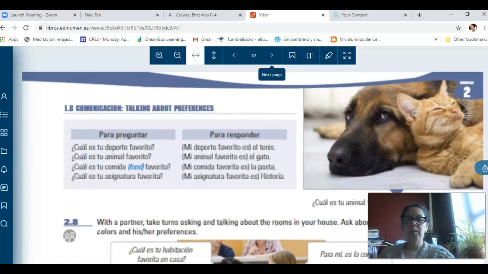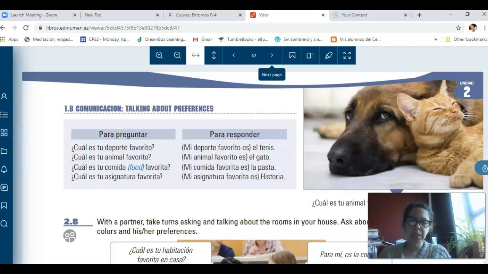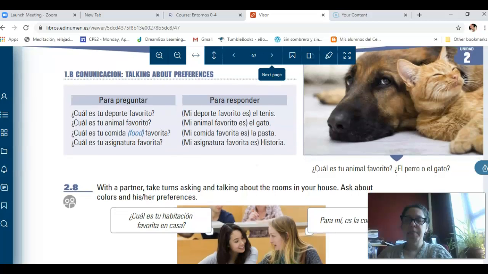In this one, we are going to talk about our favorite things, okay? And we're going to practice how to ask another person about his or her favorite thing. For example, let's think about sports, ¿verdad? ¿Cuál es tu deporte favorito? And then how to reply. Please pay a lot of attention. Do not use English syntax. Okay, so you have to pay a lot of attention here.